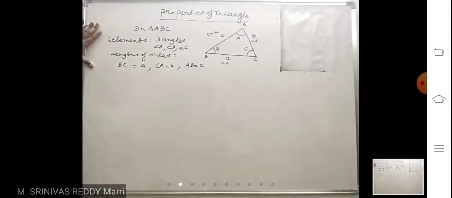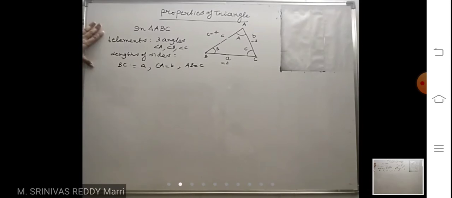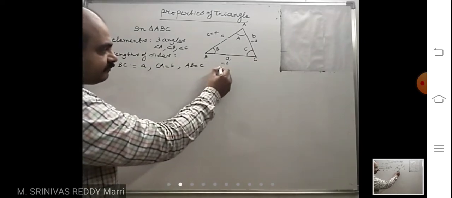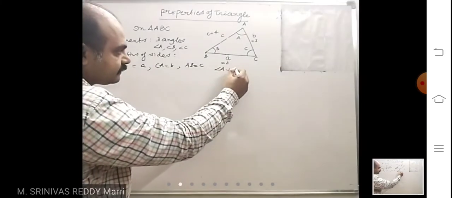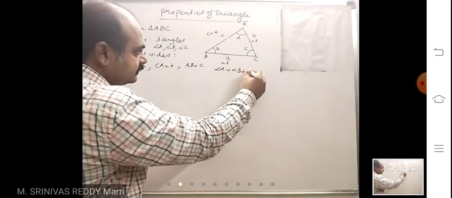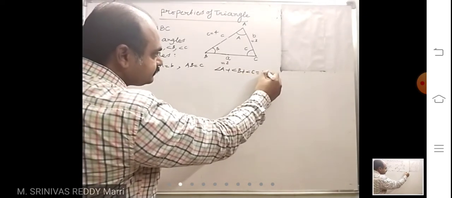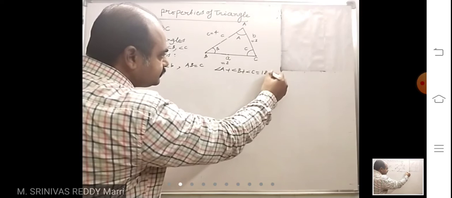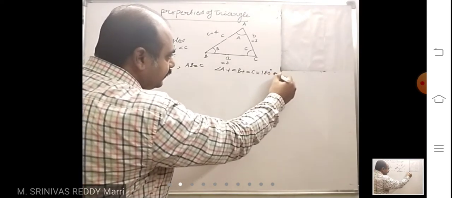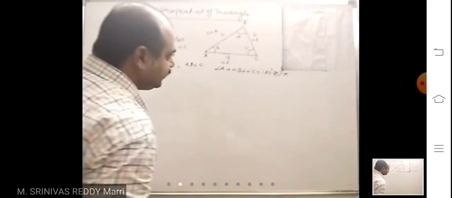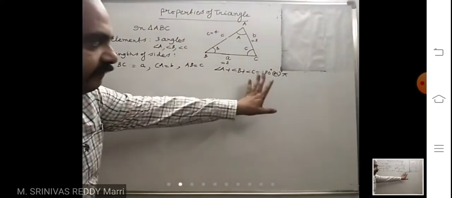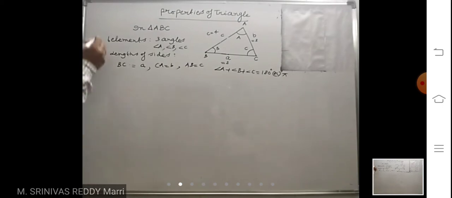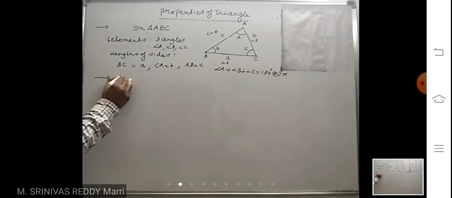These are called the six elements of the triangle. These are the six elements that will determine a triangle: three angles and three sides. Always the sum of the angles in a triangle is 180 degrees, or pi radians. Always the sum of the angles is what? 180 degrees. In the triangle, some notations will be there.